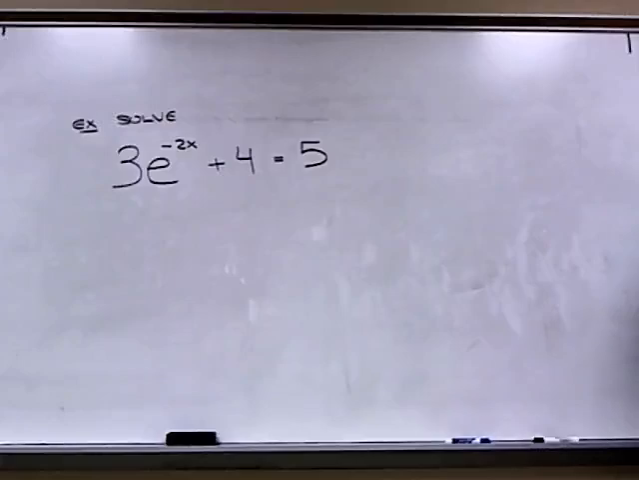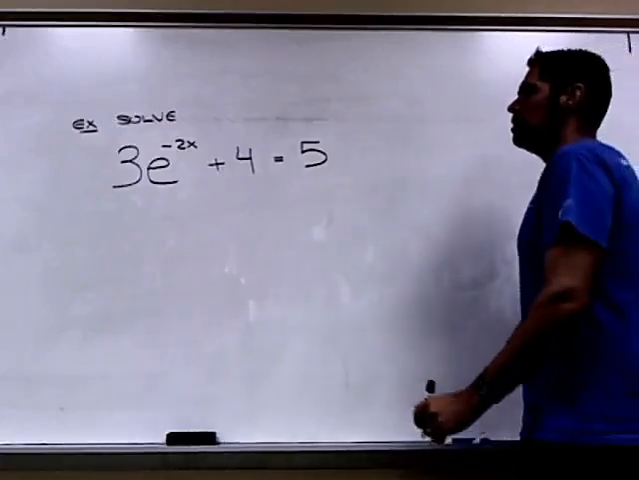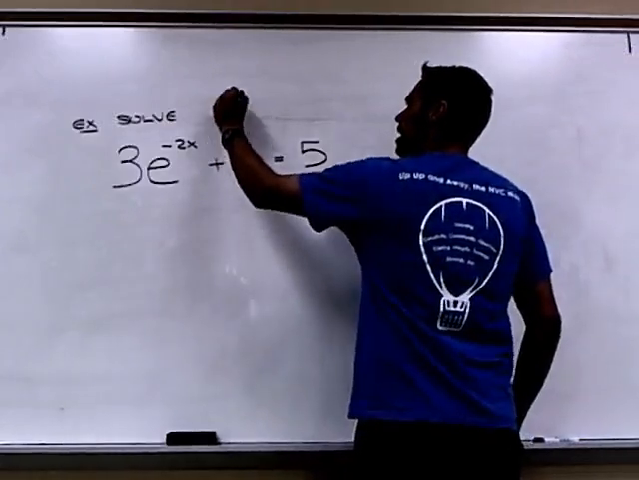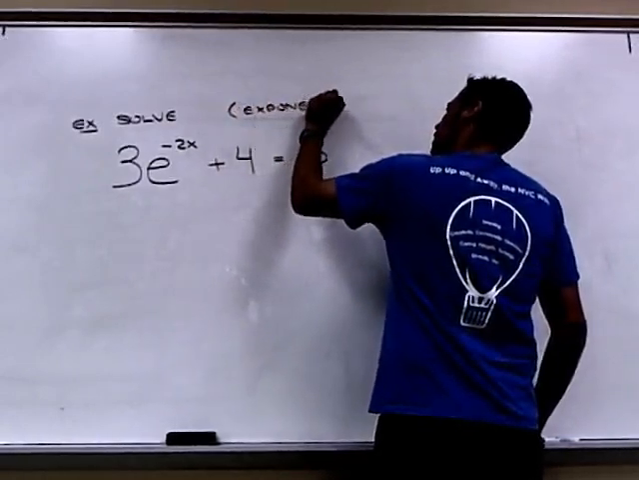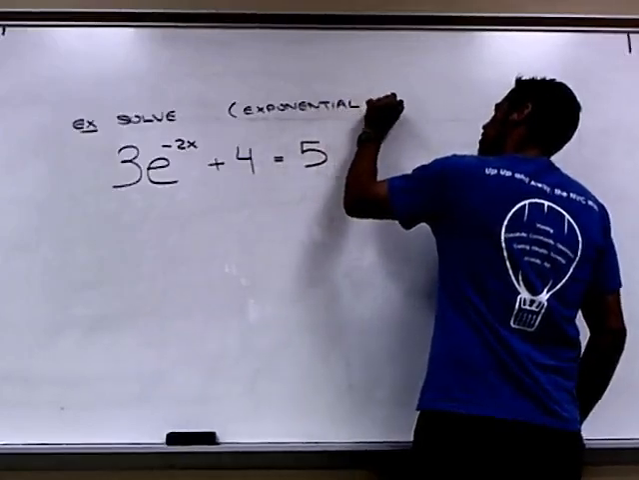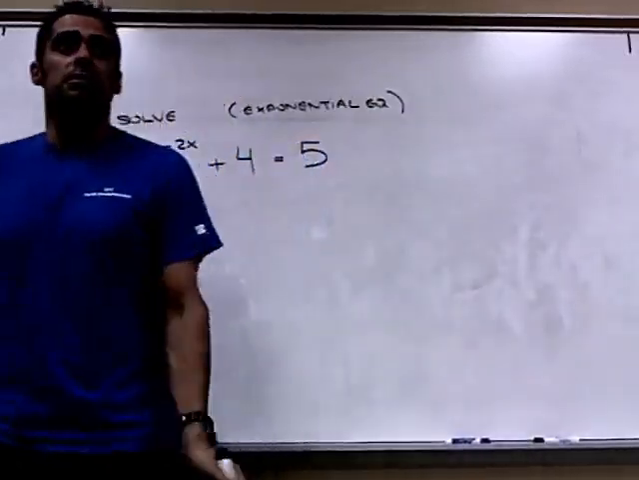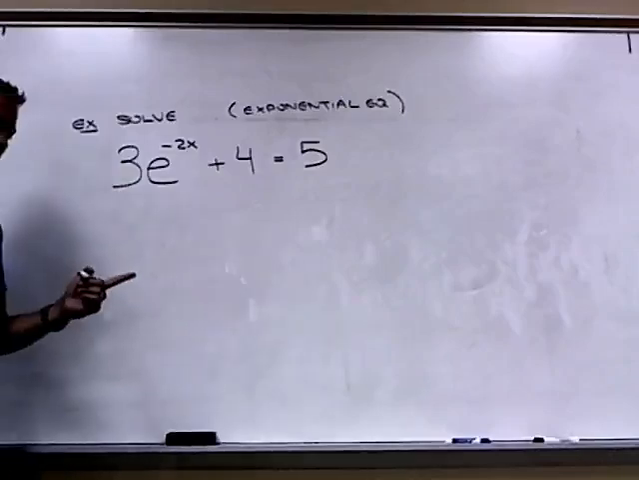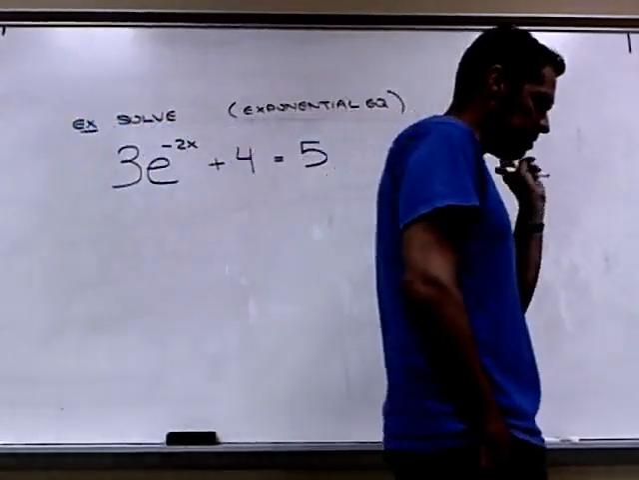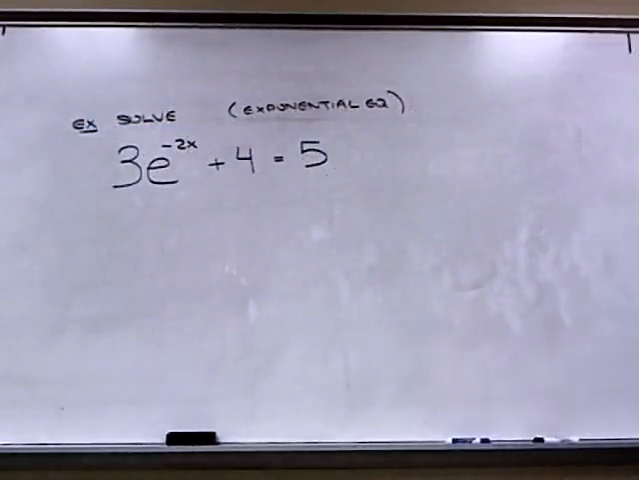What type of equation is this called? We will call these exponential equations. Why do you think we call it an exponential equation? Because the x is an exponent, right? So it's not a linear equation, not a quadratic, not a polynomial equation, not a rational equation, not a radical equation. It's an exponential equation.